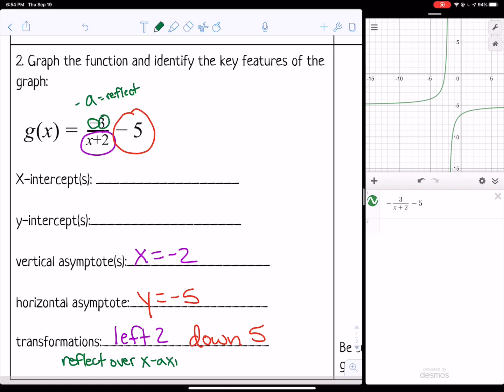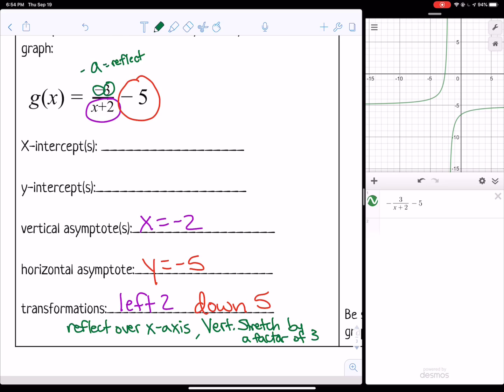Reflect over the x-axis. And then the 3 makes it have a vertical stretch by a factor of 3. And those are hard to tell on the graph because it already looks curved a lot, so the stretch is just hard to see visually, but it's there because we know a is greater than 1, so it is stretched.